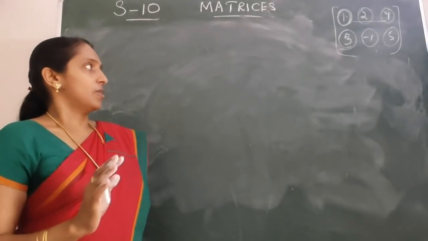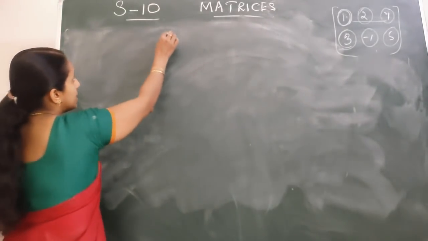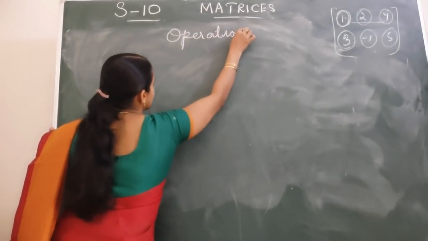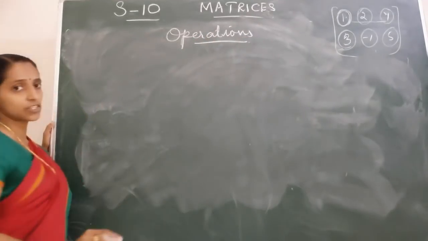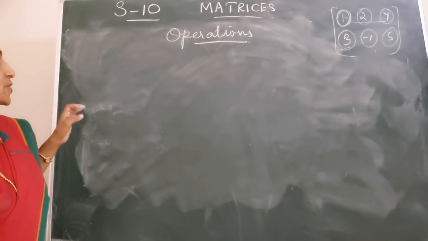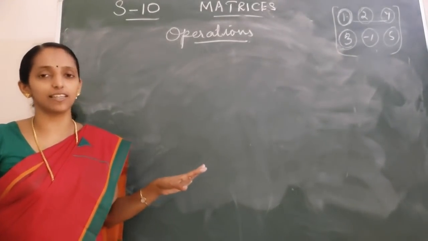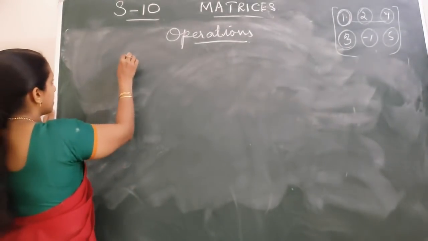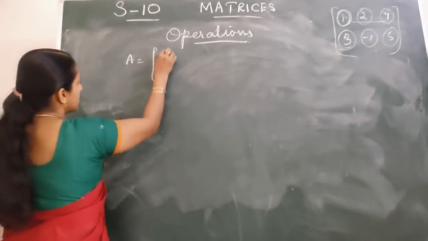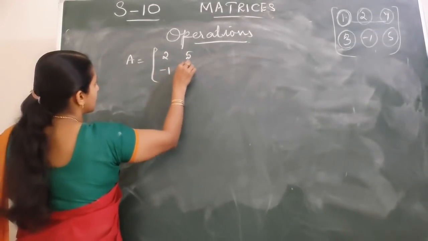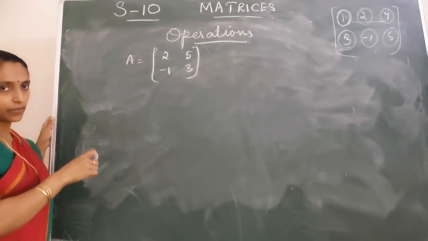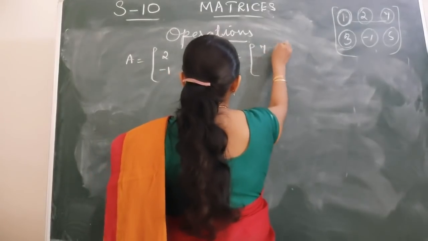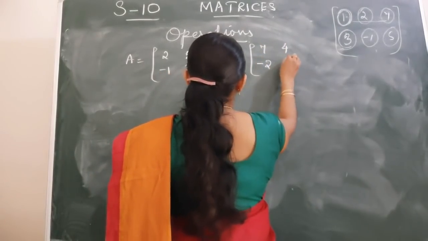Okay. Now among these three operations, addition and subtraction are very easy. You can do them very easily. Multiplication of matrices is not easy. So addition and subtraction of matrices are very easy. I will show you with an example. If you have a matrix A given as 2, 5, minus 1, 3. Okay. And B is given as 7, 4, minus 2, 5.